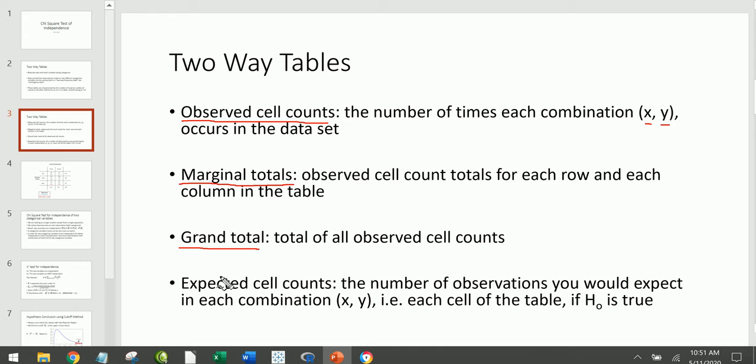Okay? And then we have this, which comes in only when you're doing some form of a chi-square test or some hypothesis test on the table. Then you have expected cell counts. Okay? The expectation comes from the null hypothesis. So this is the number of observations, not that you observed, but that you would have expected to observe in each combination if the null hypothesis were true. Okay? Now let's finally take a look at one of these tables and get a visual.